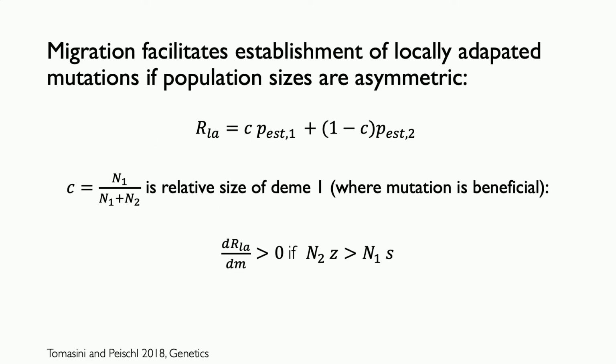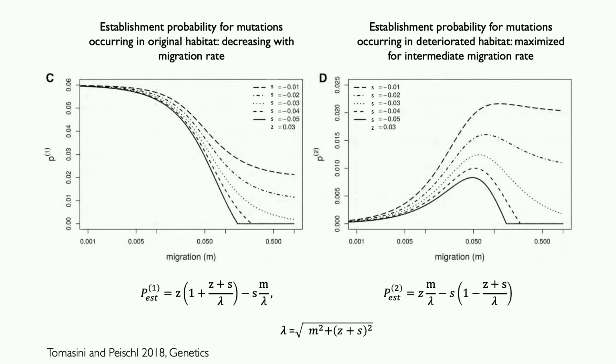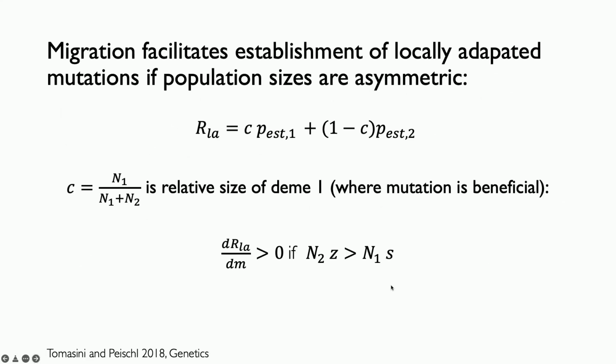We can also look at what happens if we average over these two cases, because the rate of local adaptation, if you want to call it that, is the population size in deme 1 times the establishment probability times the mutation rate, plus the same for deme 2. So what's the overall rate at which locally adapted mutations become established? This would be given by this, where we just average these two establishment probabilities over the relative sizes of the demes. So it would be proportional to this number.